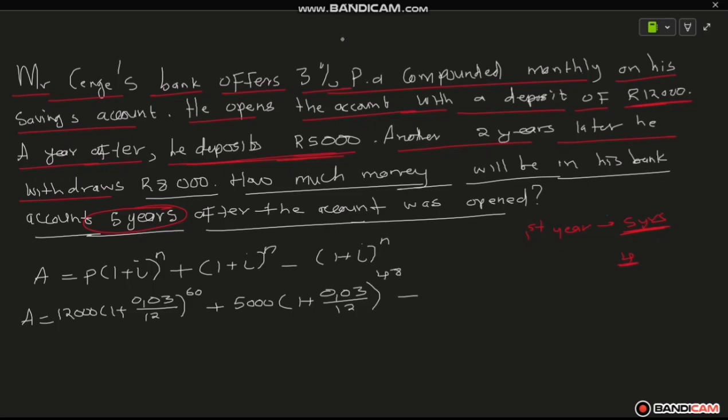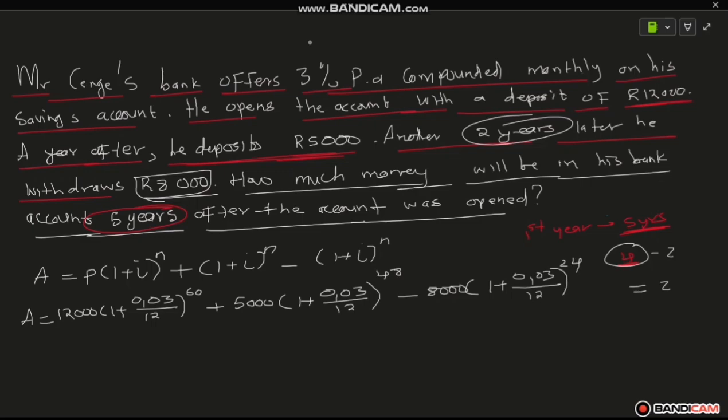Then after you withdraw, how much? 2 years later, you withdraw 8,000. So after 2 years, it will be 4 minus 2. You're left with 2 years to complete the 5. I hope it makes sense. So it's going to be 8,000, 1 plus 0.03 over 12. Then the remaining 2 years times the 12. It's going to give us 24.